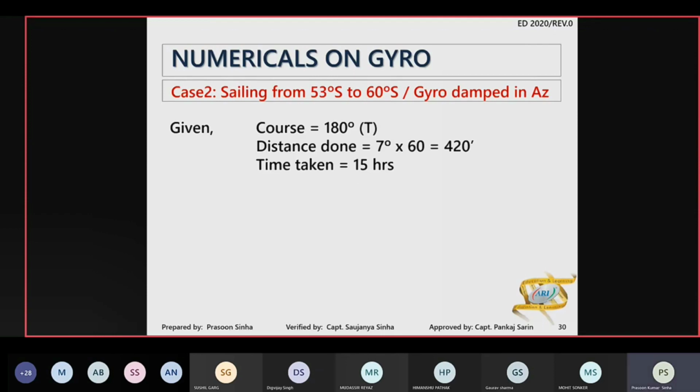These are some facts which you must note down when writing the answer. What is given? Course is 180 due south. Distance done is same. Time taken is 15 hours, so the speed is going to be more. More speed means a different kind of steaming error. Steaming error is also known as LCS error, which depends on the latitude, the course, and also the speed. So since the distance of 420 miles is to be done in 15 hours, the speed is going to be different, 28 knots.